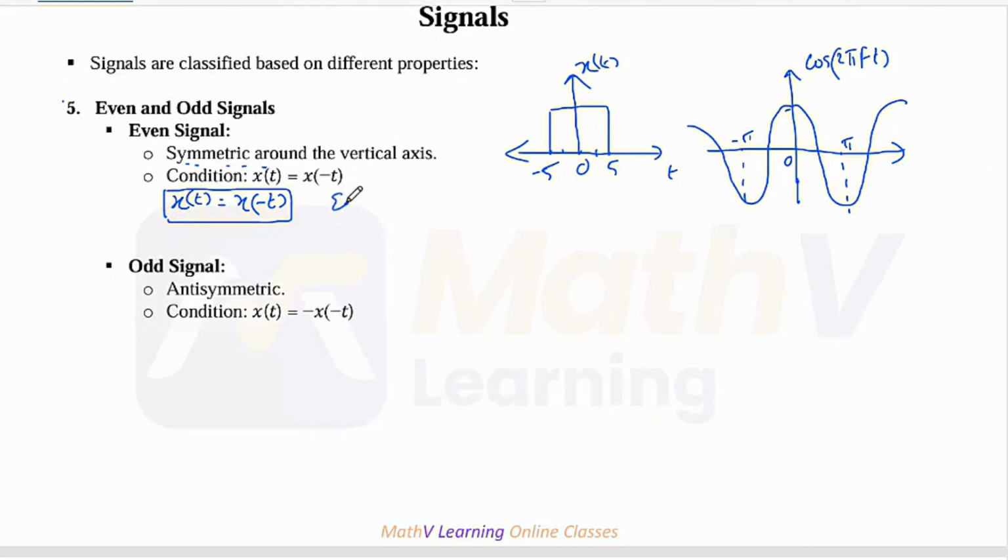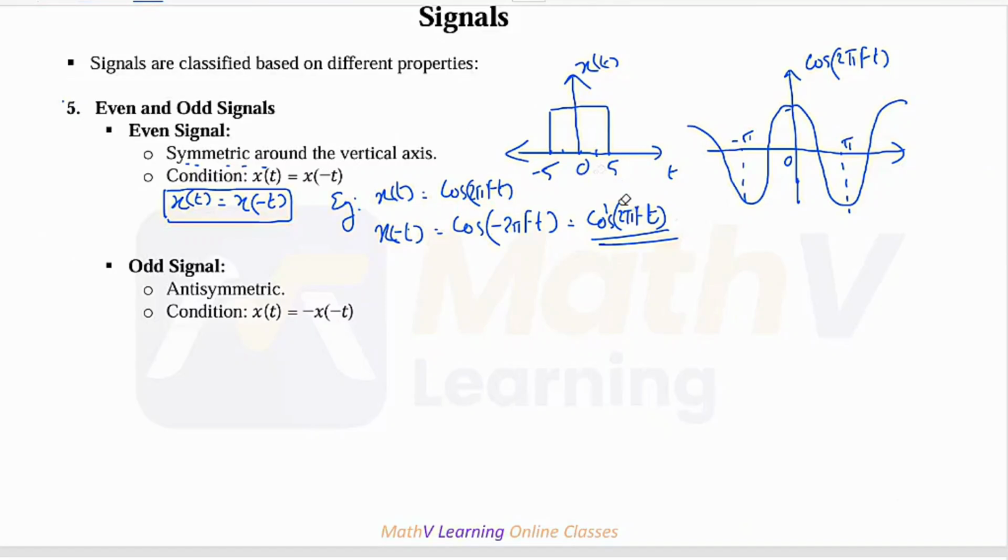For example, say take cos itself, x of t equal to cos 2 pi ft. Then what is x of minus t? x of minus t is cos of minus 2 pi ft. So this is actually the same as cos 2 pi ft. We know that. So this is an even signal.